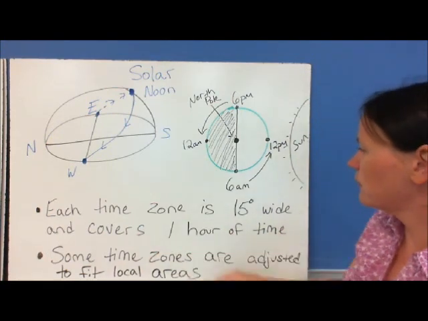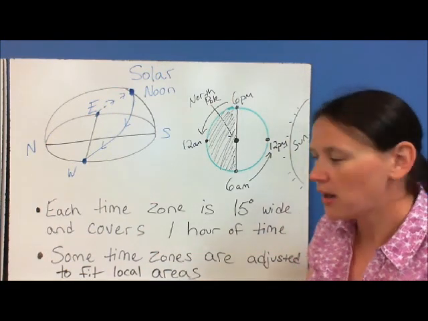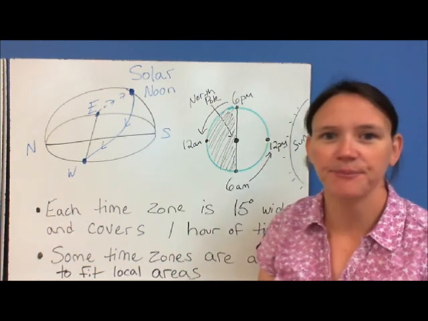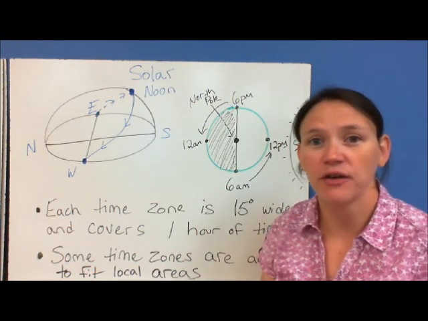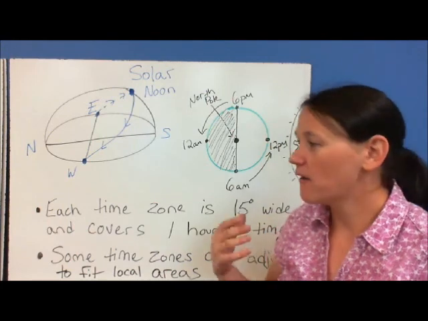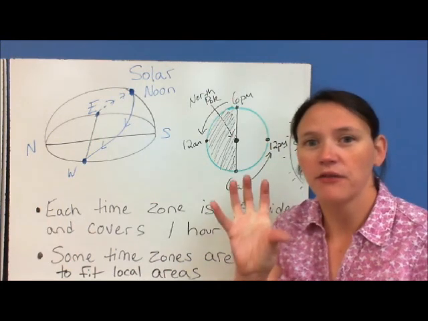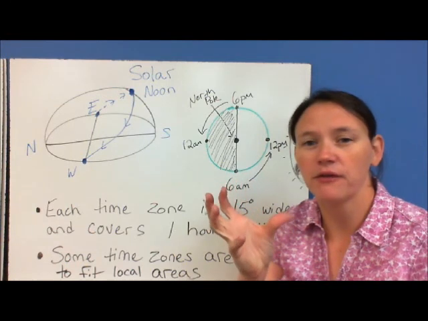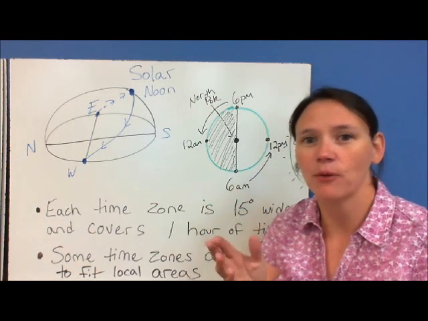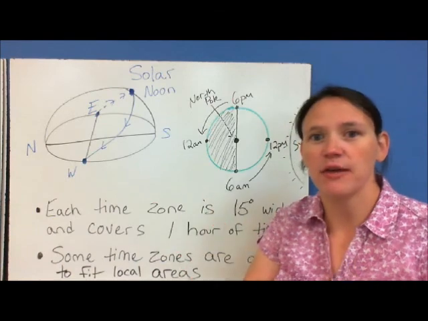Each time zone is 15 degrees wide and covers 1 hour of time. The reason why it's 15 degrees wide is because of the Earth's rate of rotation being 15 degrees per hour. If the Earth is rotating 15 degrees in 1 hour, one time zone is going to be 15 degrees wide.